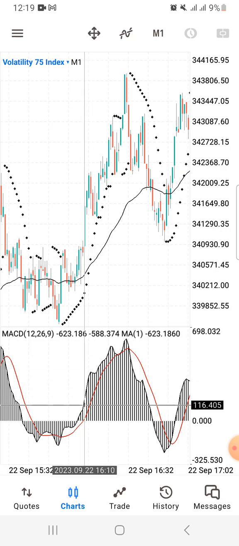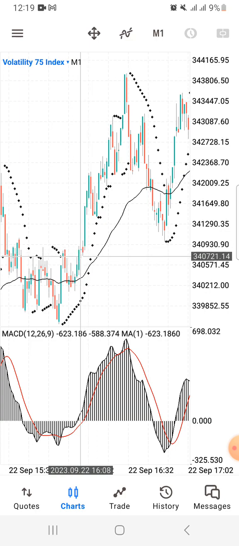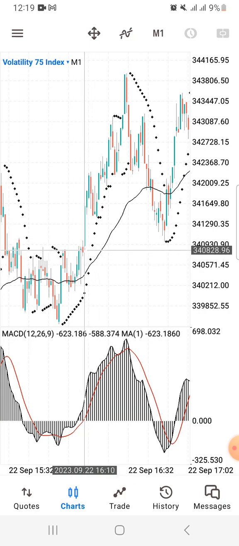So let me show you another buying opportunity. Over here, you could see when the histogram of the MACD crossed the zero line and went above, the candlesticks or the price action was above the 50 EMA, and parabolic SAR was below the price action. So you place your buy over there and you put your stop loss.